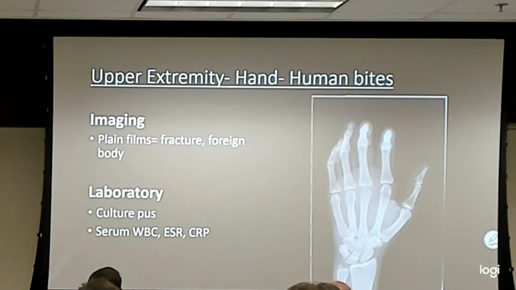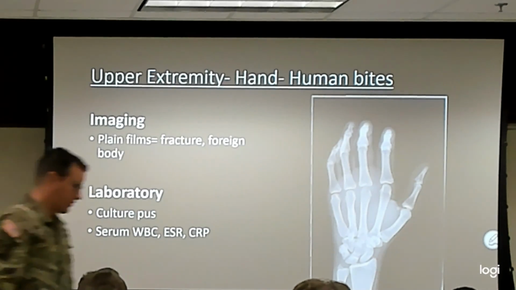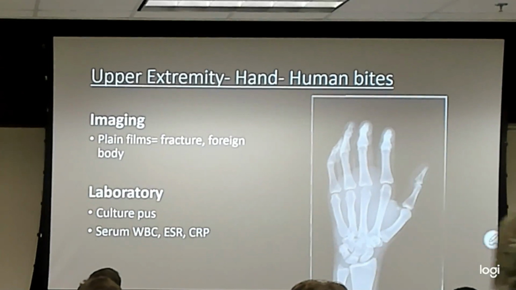We're also going to start getting some serum labs that are going to help us judge whether this patient is improving or getting worse. So serum white blood cell count, and then our inflammatory markers, erythrocyte sedimentation rate, and C-reactive protein.